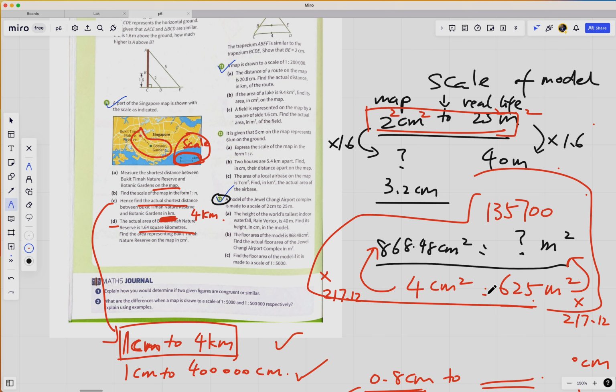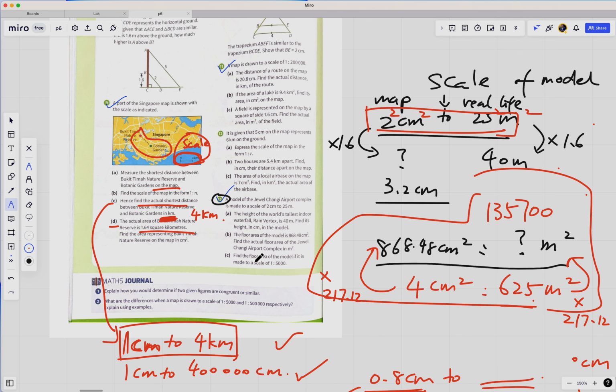Next time if you do this kind of question, map to real life, first understand you have the map length to the actual length. Once you have that length ratio, you square everything to get the area ratio. Once you have the area ratio, you use it to find the map area to the actual area. Then the last one, find the floor area of the model if it's made to a scale.